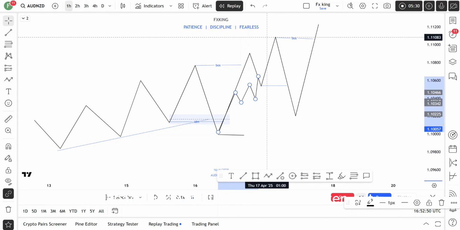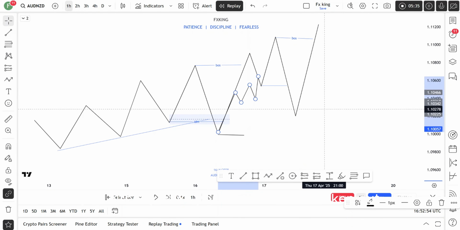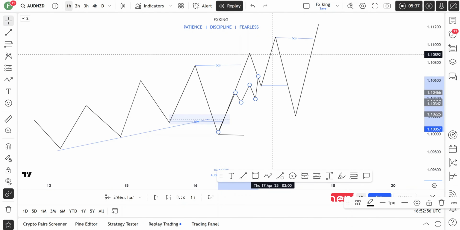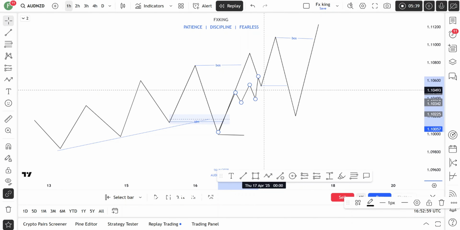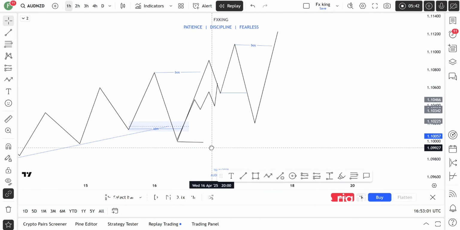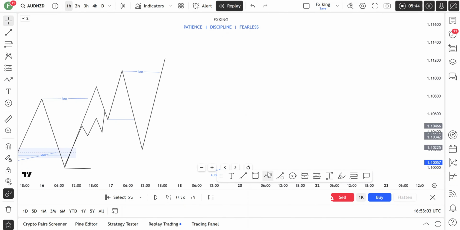Once the first pullback is taken out, when you look from this high, you already have your inducement taken out. So the first pullback is the inducement. Remember, first pullback. Now, let's look at the bearish example.